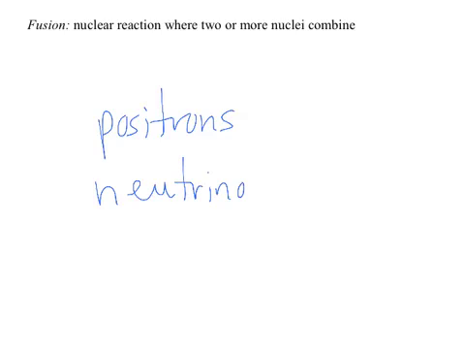The byproducts of fusion are different from that of fission. Remember, don't write this, but fission was protons, neutrons, and photons. Fusion's byproducts are gamma rays, positrons, and neutrinos. Positron is spelled like positive, but it's different at the end. And gamma rays, you can spell. That's the byproduct of fusion.